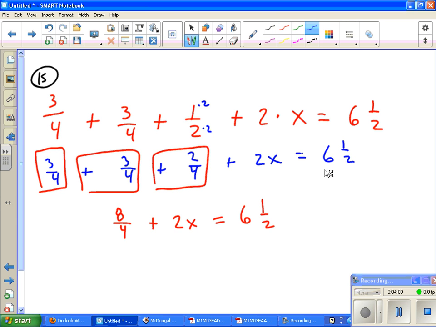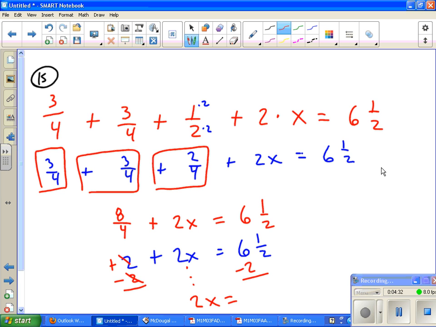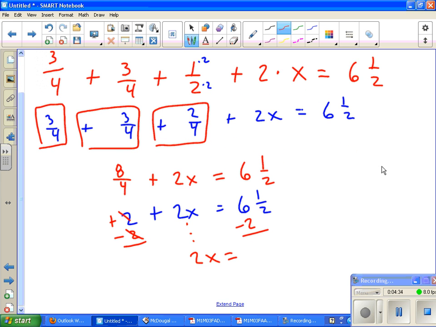8 over 4 is the same thing as 8 divided by 4, and 8 divided by 4 is 2, plus 2x equals 6.5. So that's the same thing as positive 2 or plus 2. Subtract 2 on that side and it'll cancel. If you subtract 2 there, you need to subtract 2 on the right side. What you're left with on the left is 2x equals 6.5 minus 2. It's going to be 4.5. 6.5 minus 2 is 4.5.